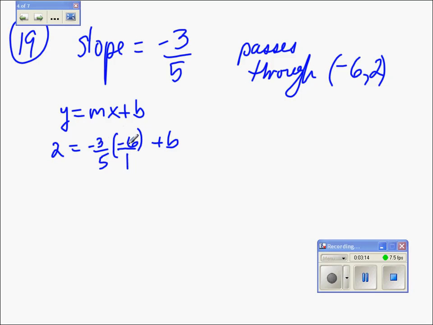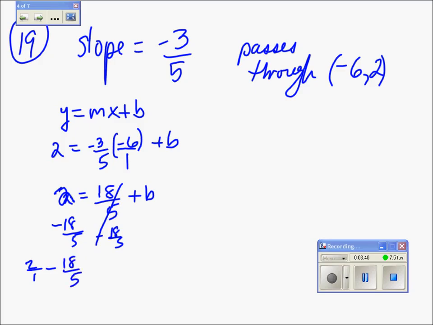Now you might stumble with this fraction, but it's not a big deal. We just put it over 1. That'll become 18 over 5. So 2 equals 18/5 plus b. That's a 2. It looks kind of like an a. And now subtract 18/5 from both sides. So minus 18/5. These ones, of course, are gone. Minus 18/5. So we need to do 2 over 1 minus 18 over 5.